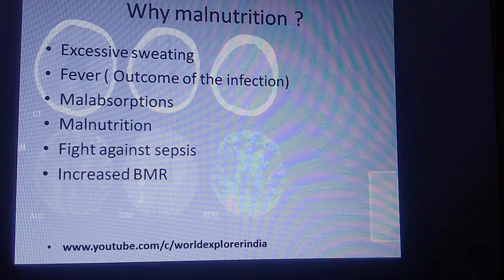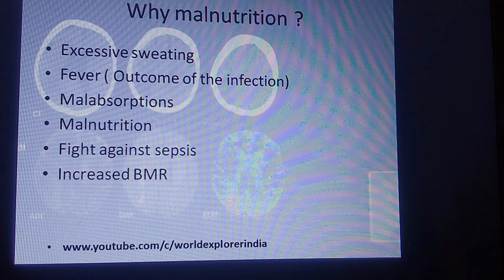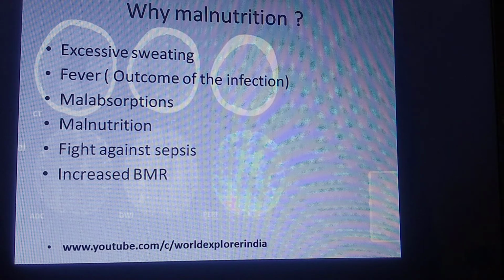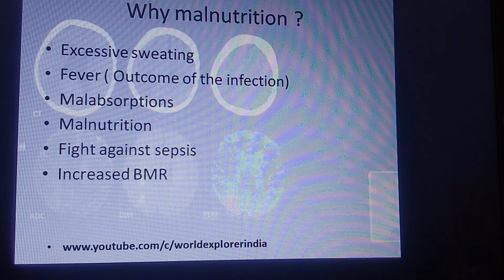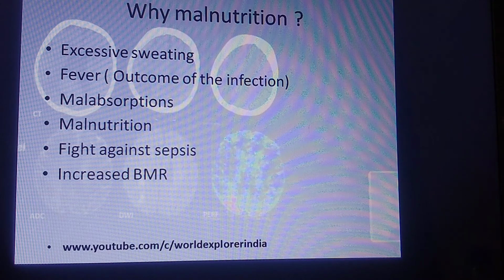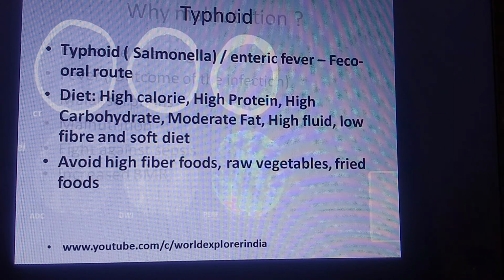Why is malnutrition associated with infection? Because the patient has excessive sweating or fever because of infection, and there is malabsorption of nutrients, which leads to malnutrition, and again leads to decreased immunity. Because of all these situations, the patient is at high risk of getting infections because of malnutrition.